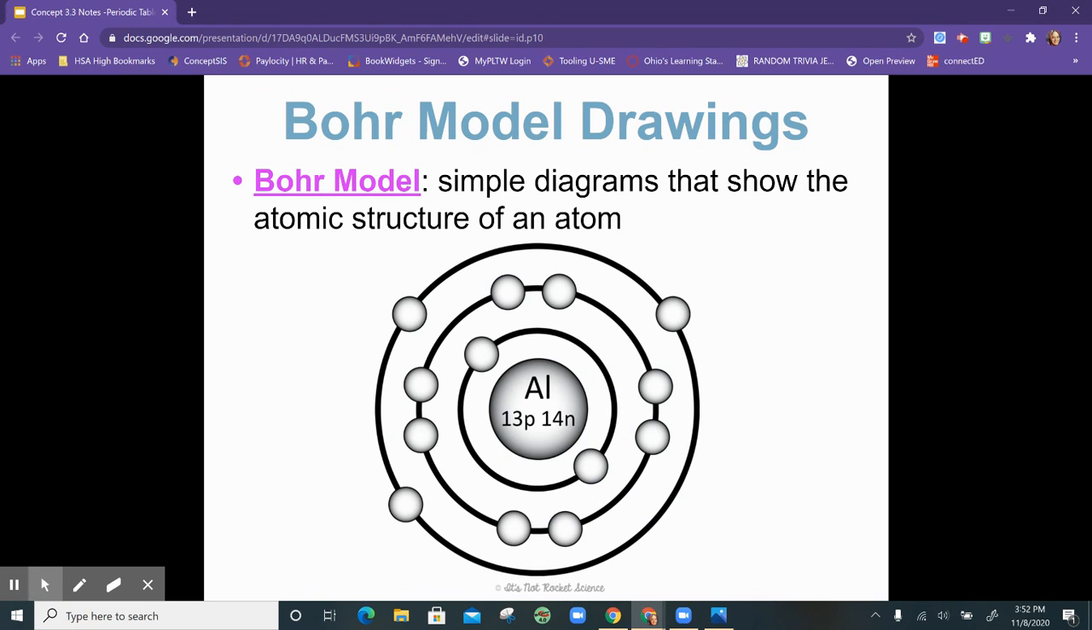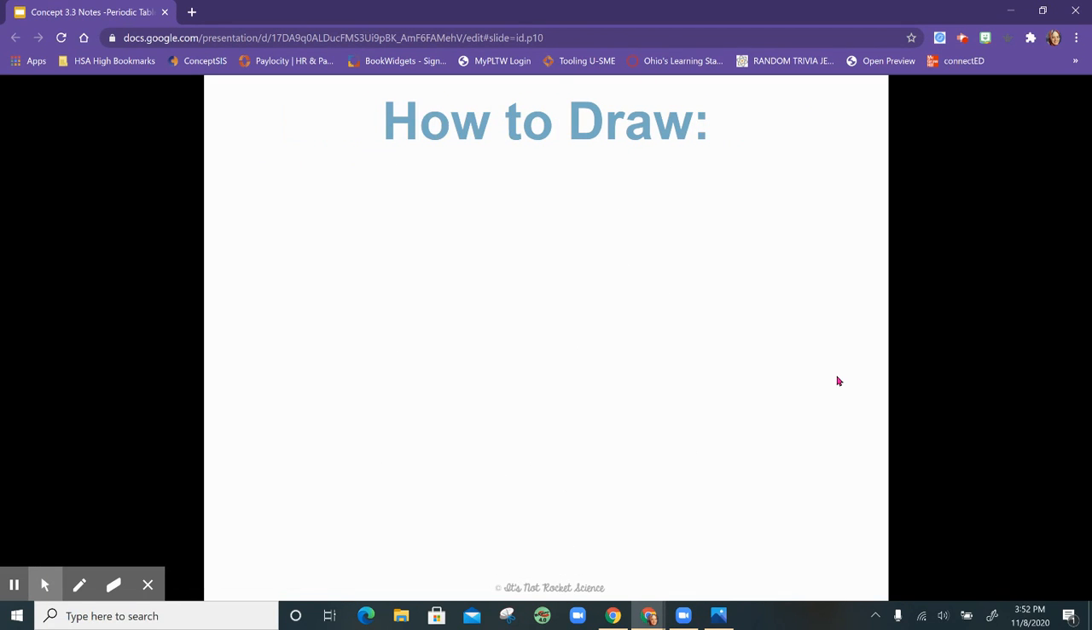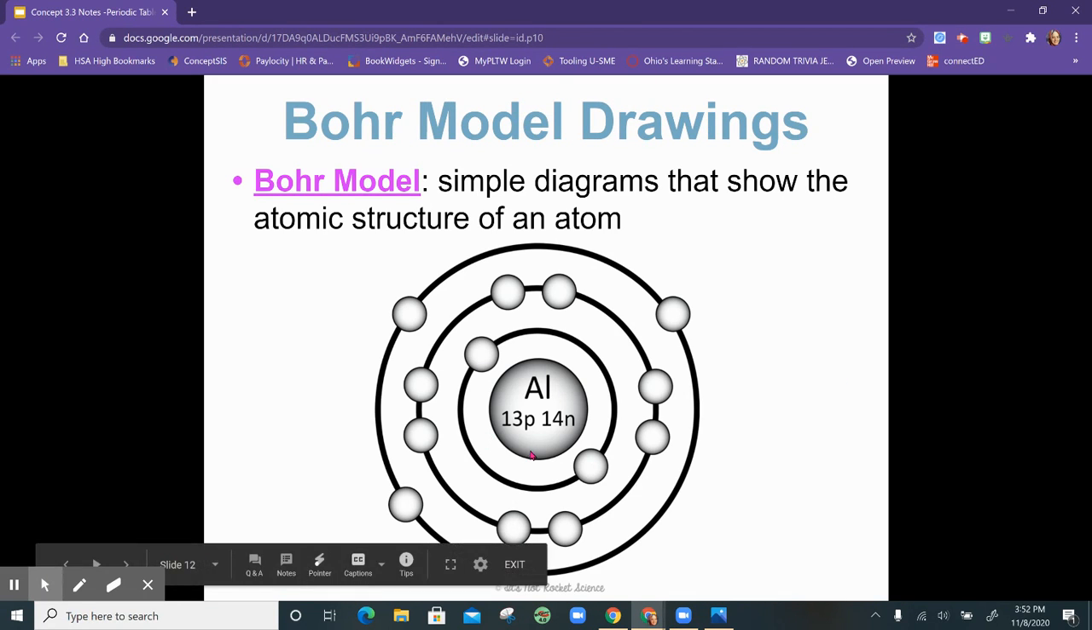Okay, so we know how to draw Bohr models, right? You guys get to know that. Bohr models are simple diagrams that show the atomic structure of an atom. For example, this is aluminum. It has 13 protons and 13 neutrons. The first energy level can hold a maximum of 2, and the second energy level can hold a maximum of 8, right? So far we have 10, and we have 3 left, because 13 protons means 13 electrons to place. So the last 3 electrons have to go on the third energy level. You cannot jump to the third before filling the second energy level with 8. There must be 8, then you can go to the next one.